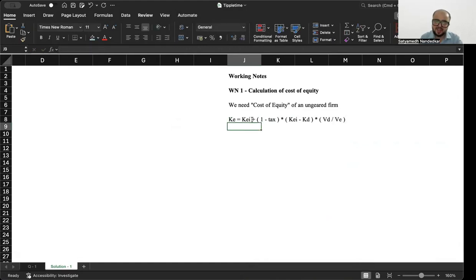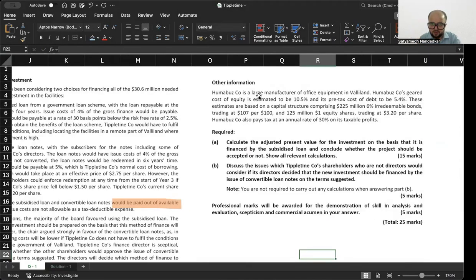Okay. Now, what is KEI? Cost of equity in an ungeared firm. KE is the cost of equity of a geared firm. VD is value of debt. VE is value of equity. So KE is cost of equity in a geared firm.